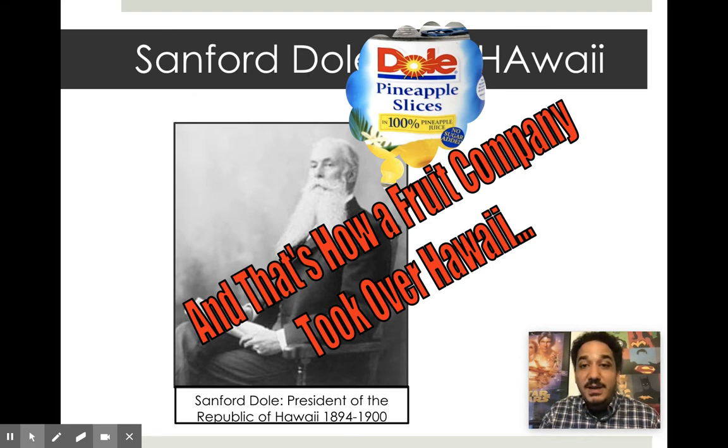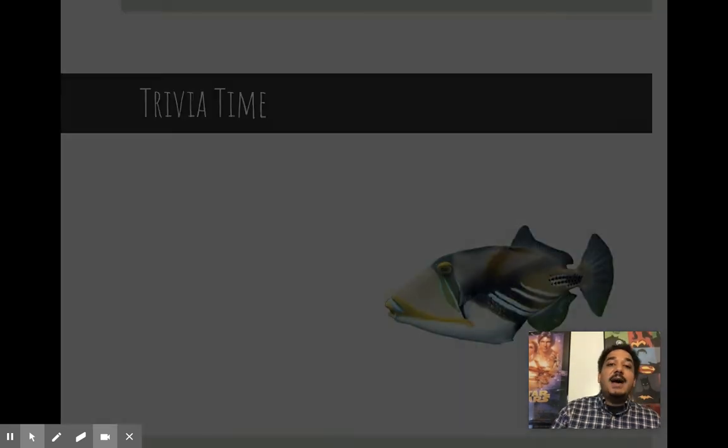Dole, the fruit company. Every time you go to Disneyland, you get a Dole Whip, or you go to the store and get Dole Pineapple. You were supporting a company that helped overthrow the Kingdom of Hawaii and made them become part of the United States. So that does happen a little bit later.